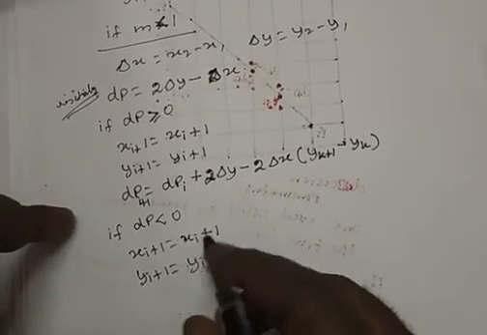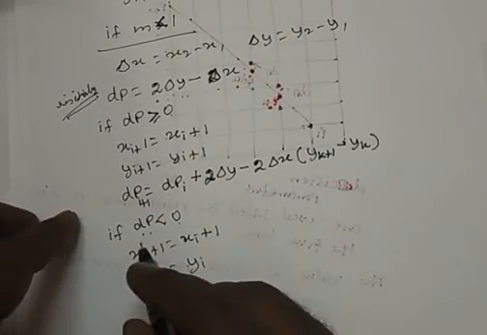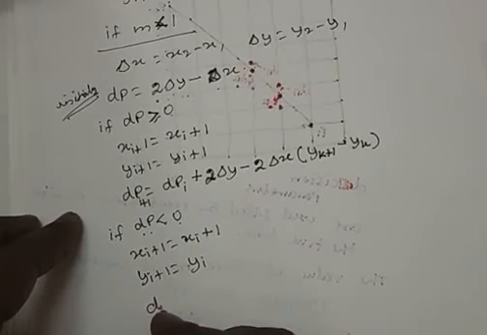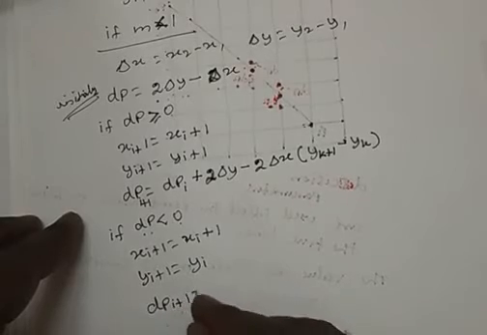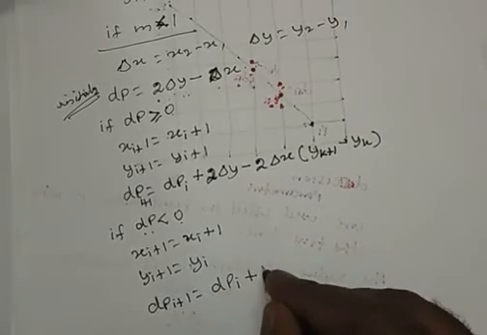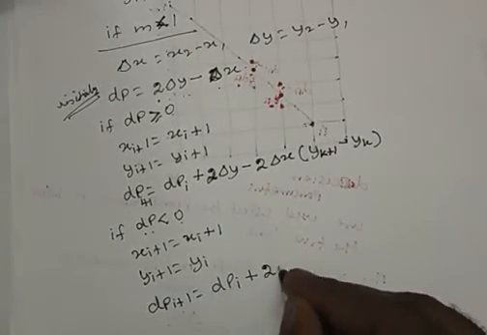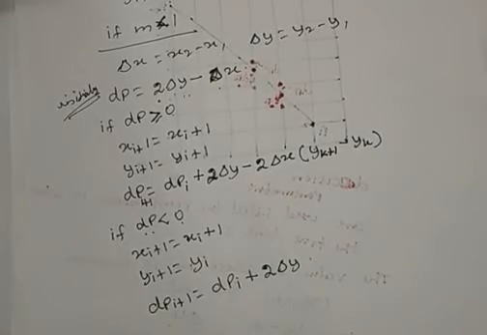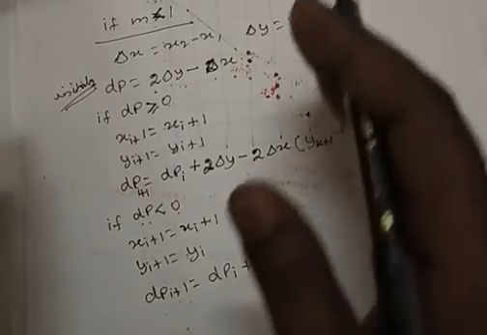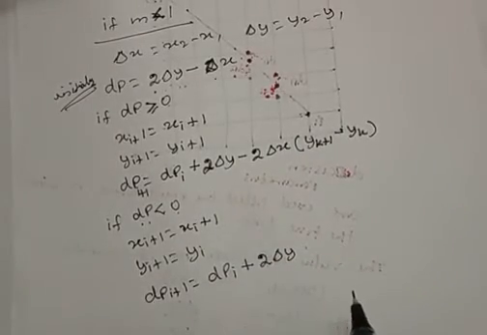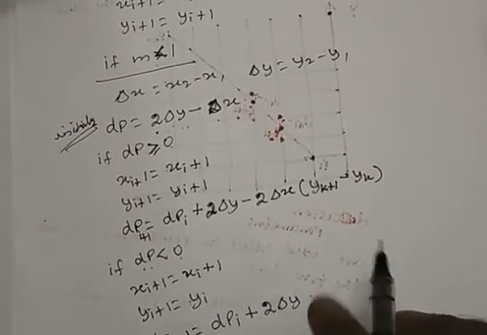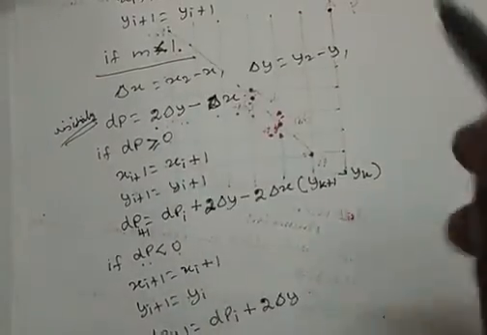Now how will you compute the decision parameter if the value is negative? Simply, dp of i plus 1 is equal to dp of i plus 2 delta y. So all this algorithm can be applied only in case m is less than 1. If m is less than 1, then you have to apply this algorithm.